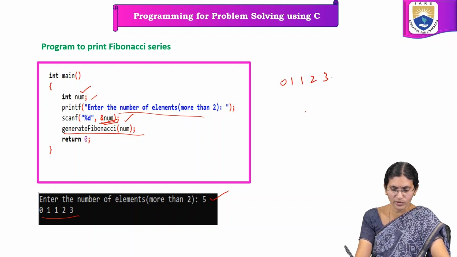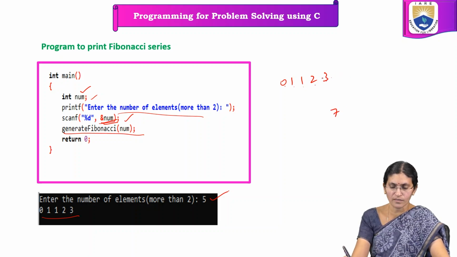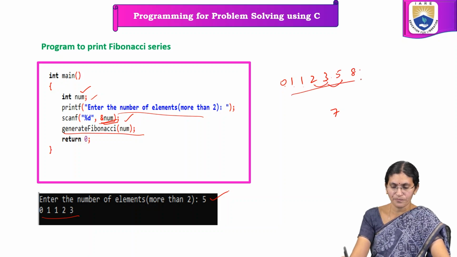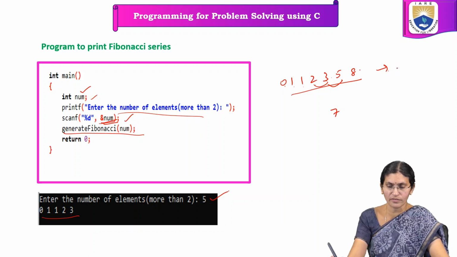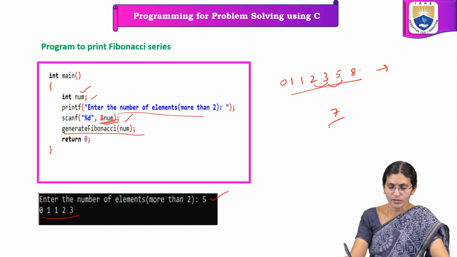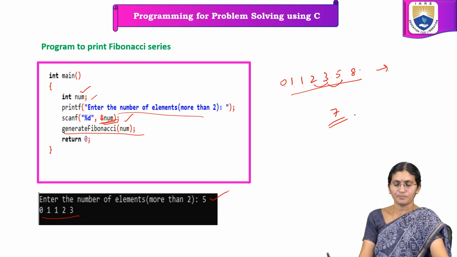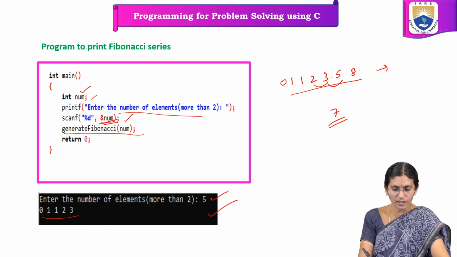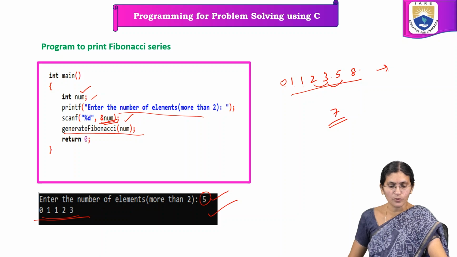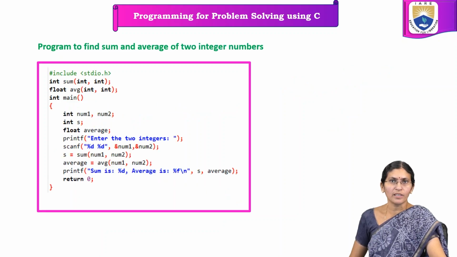So up to 5. Suppose if we give the number of elements as 7, 2 more elements will be added. 1, 2, 3, 4, 5, 6. So 3 plus 2 is 5. Next 3 plus 5 is equal to 8. So in this way, this is the Fibonacci series which has been generated for the element count as 7. So when we give the element count as 5, this is the Fibonacci series 0, 1, 1, 2 and 3. So in this way, we can write the program to generate Fibonacci series.